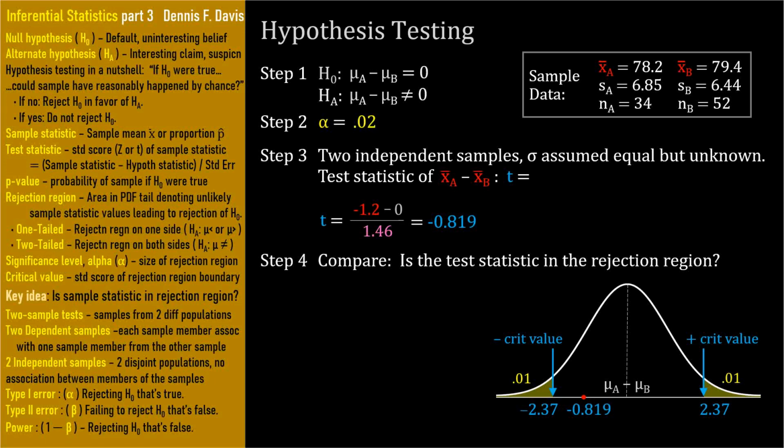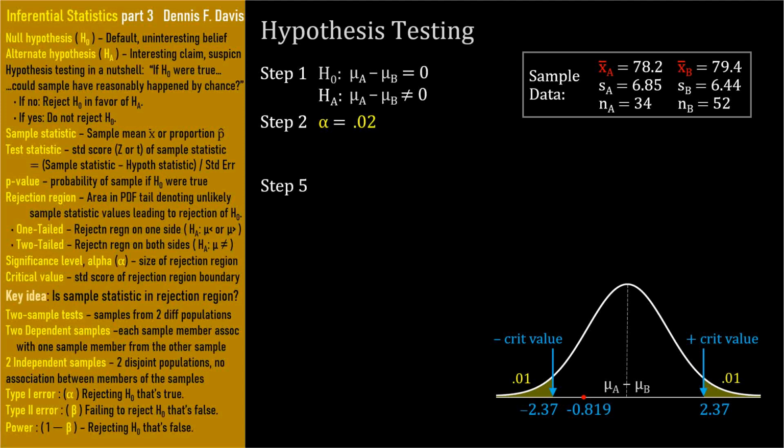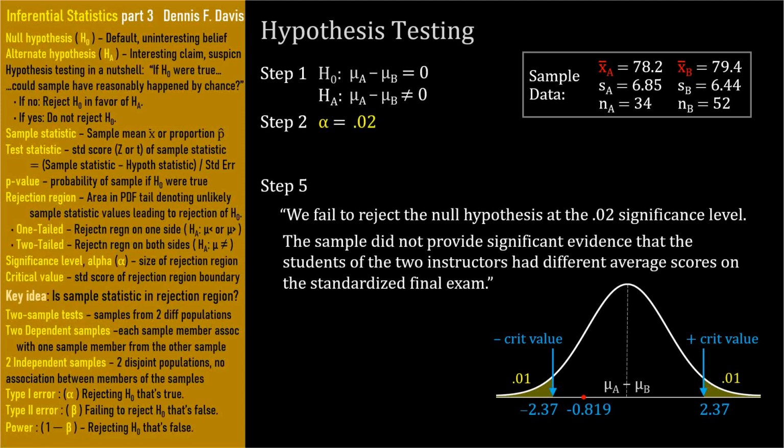So, positive 2.37 here means the reflected critical value over here is negative 2.37. This is beyond the test statistic of negative 0.819, so the test statistic is not in the rejection region. We fail to reject the null hypothesis at the 0.02 significance level. The sample did not provide significant evidence that the students of the two instructors had different average scores on the standardized final exam.